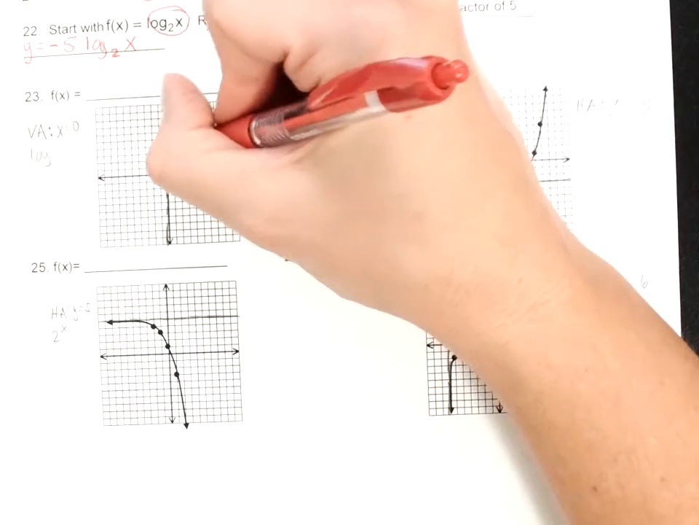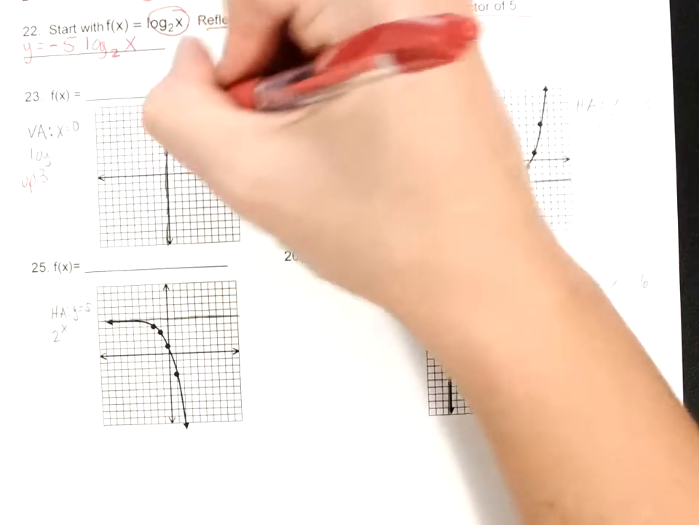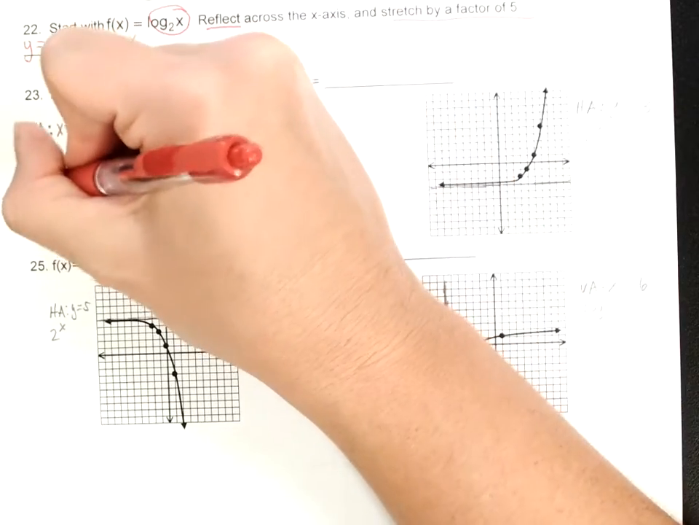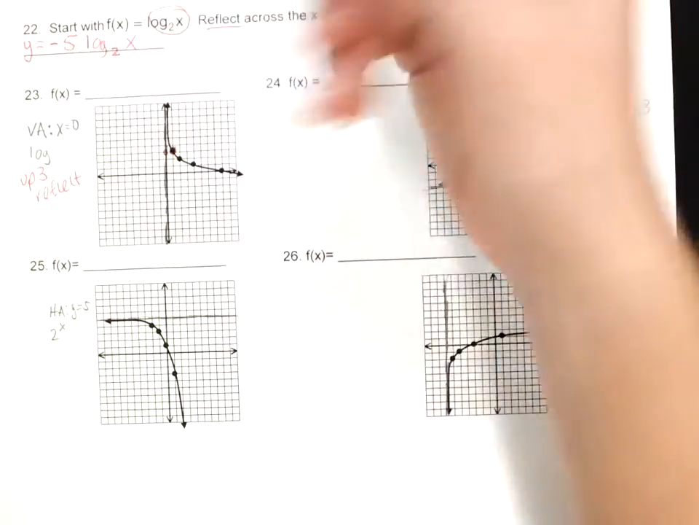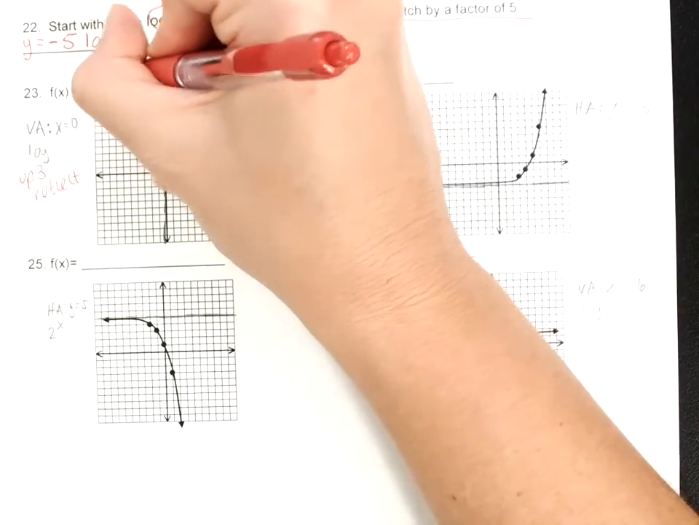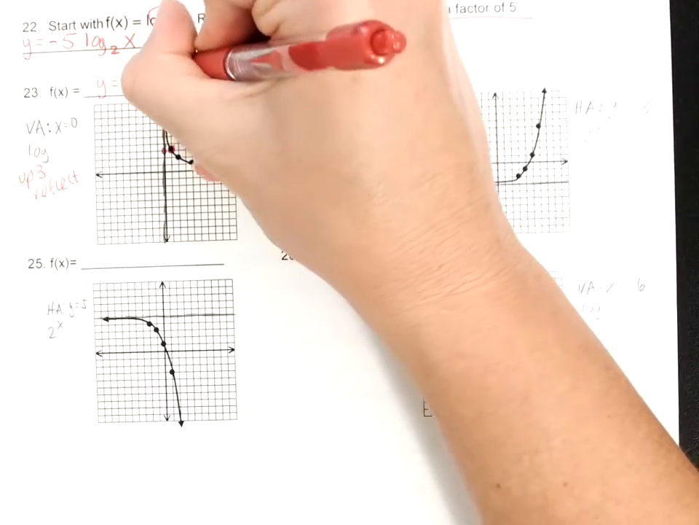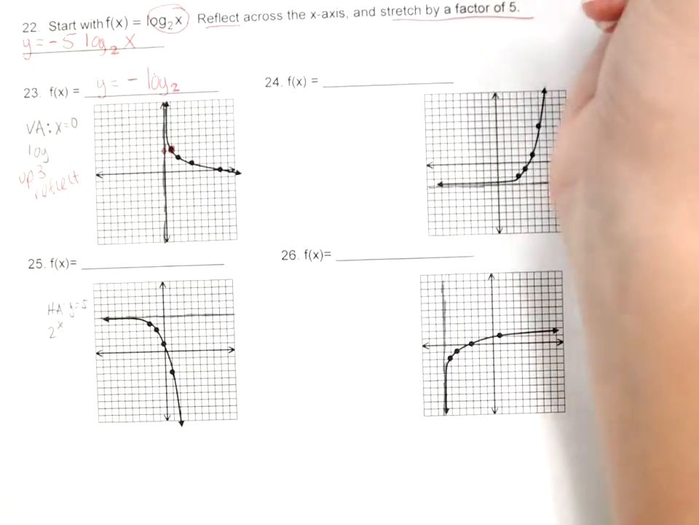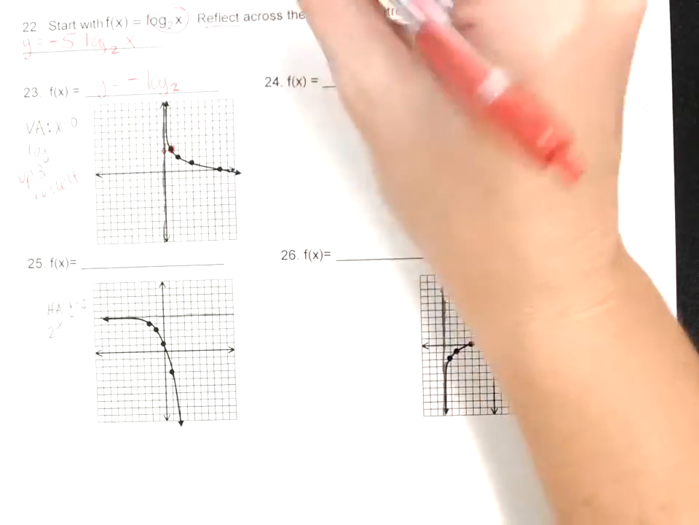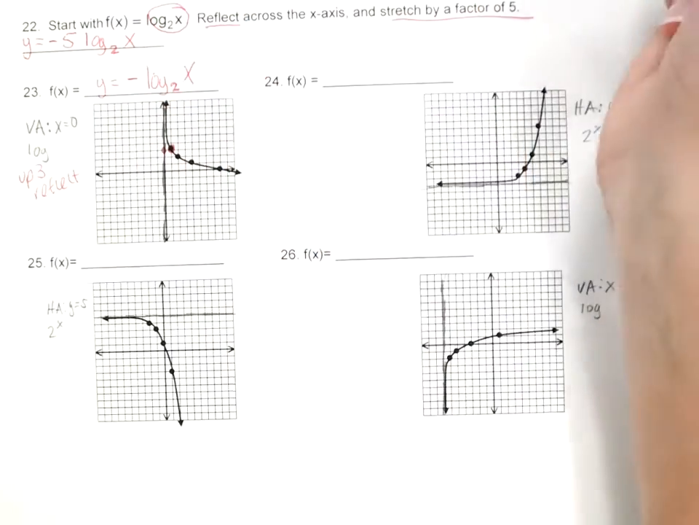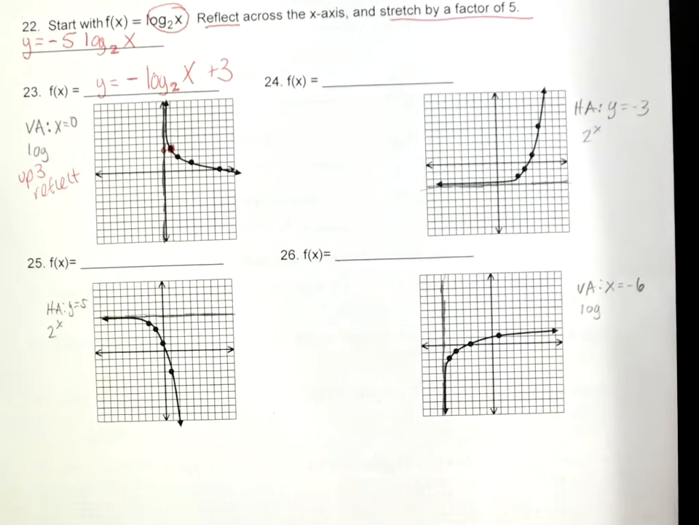So this graph has moved up 3, and it's been reflected. So that can help me write my equation. Now I know y is going to equal, reflect tells me negative, and I need the log with the little 2, because that's the type of graph it is. It hasn't moved left or right at all, so I don't need parentheses. And then a plus 3 on the outside for up 3.